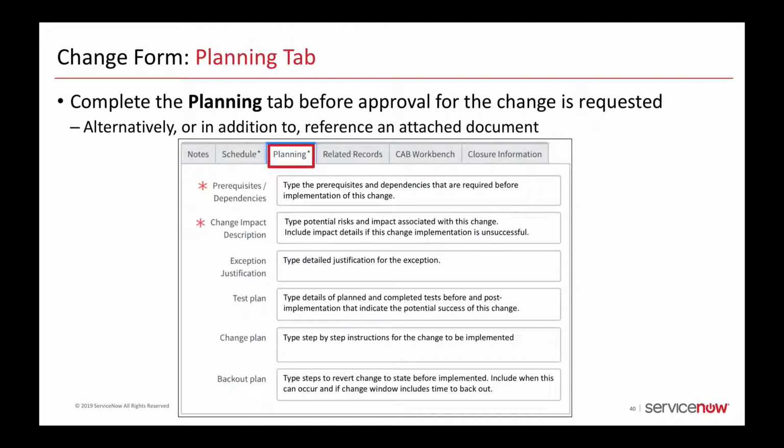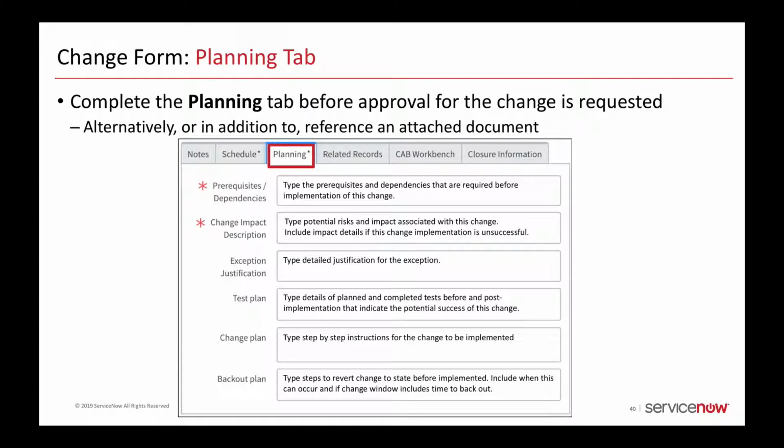Click the Planning tab to enter information to assist approvers, implementers, and task assignees. In Prerequisites Dependencies, type the prerequisites and dependencies that are required before implementing the change. In Change Impact Description, type potential risks and impact associated with the change. In Exception Justification, type in a detailed justification for the exception.